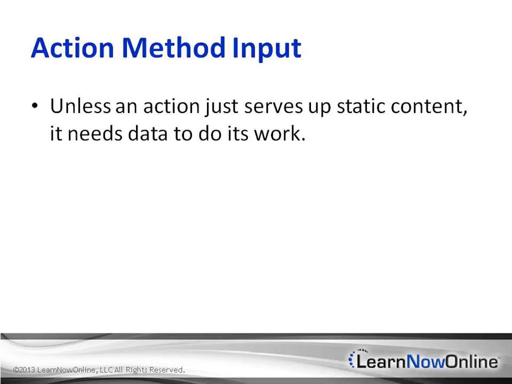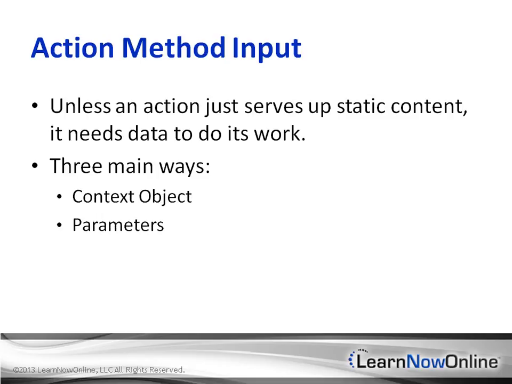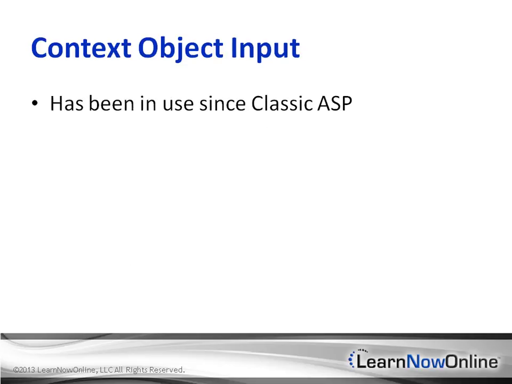Unless we're just serving up static content, we are probably going to need to take in some input. And there are three main ways that an action method gets its input. One is from the context object, one is from parameters, and one is from the actual model bindings. The context object is something that's been in use since classic ASP, and those of you that come from a classic ASP background will recognize some of these context objects right off the bat.